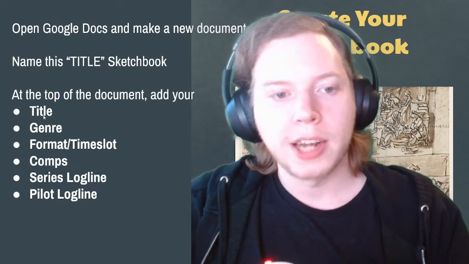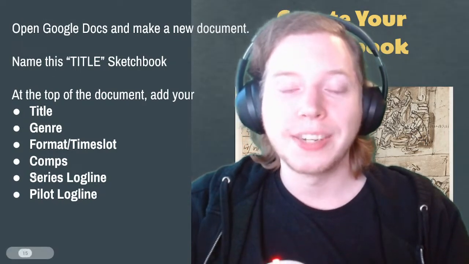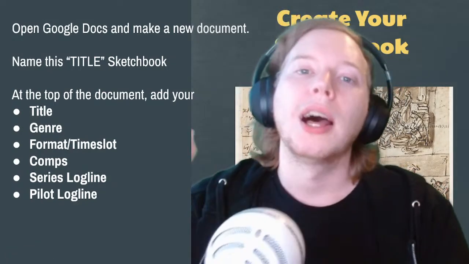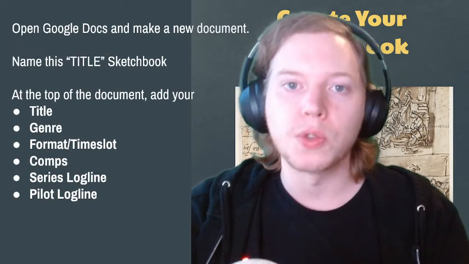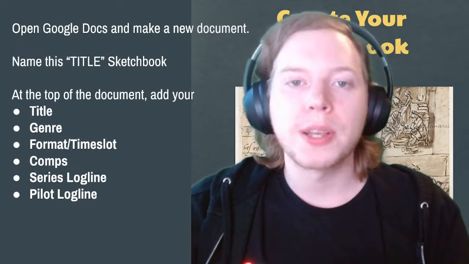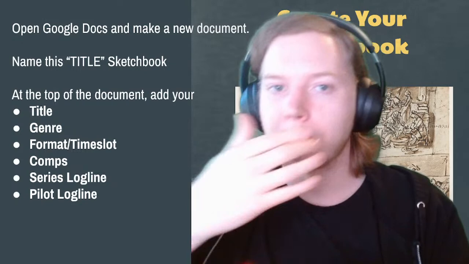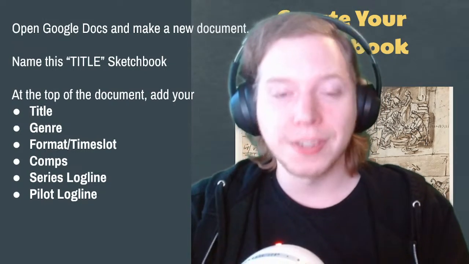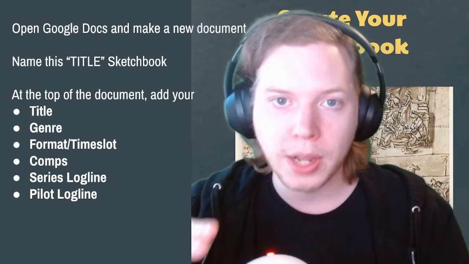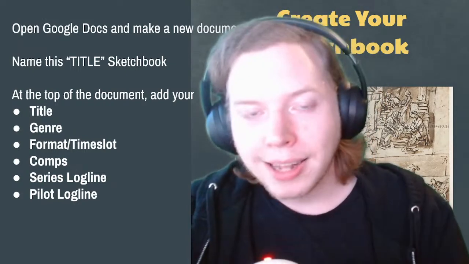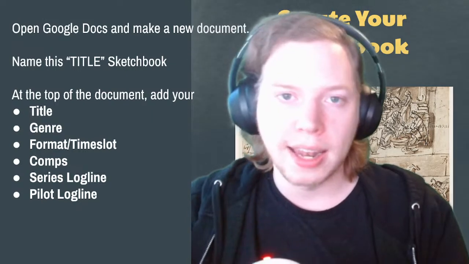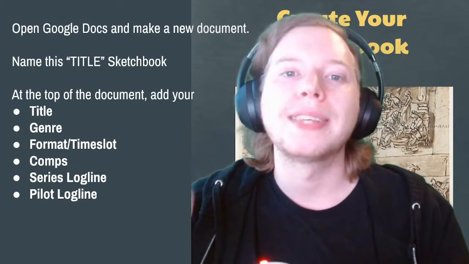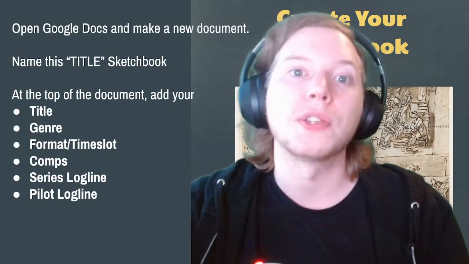So what did we go over? Title, genre, format and time slot, comps, series, and pilot loglines. So a TV show has 2 separate loglines. Again, a logline is one single sentence that expresses what the show is about. But we need to express that in 2 different shapes, or 2 different contexts. In the broader shape, we have the series logline, one sentence that expresses what we're doing in the whole show. And then the pilot logline is zeroing in on just that first episode, the first half hour or hour, and saying specifically what happens in that story.